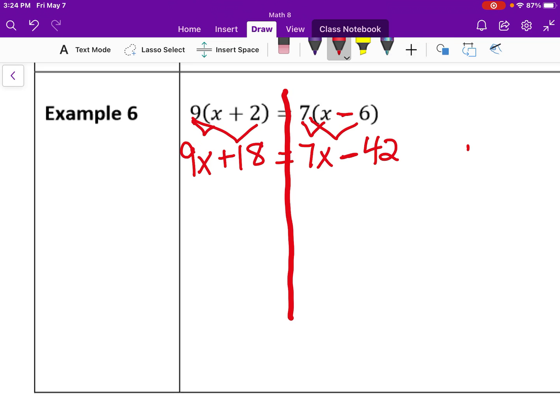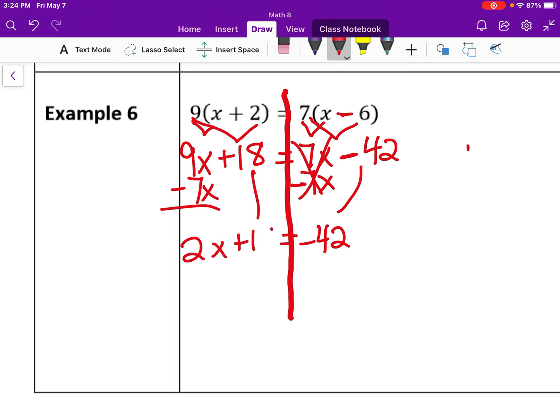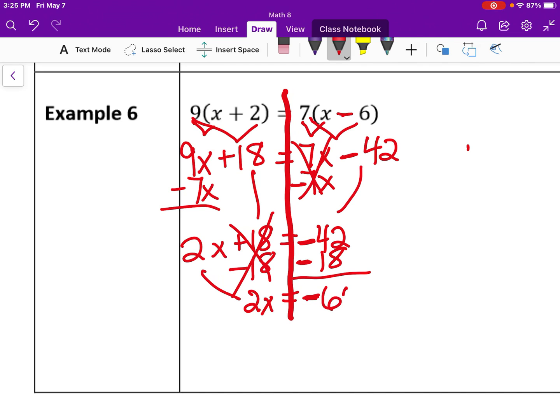All right, so to keep my variable term positive, I'm going to subtract my 7x. That cancels out, leaves me with negative 42 on the right side. And over here, it's a 2x, bring down my 18. Good. Now subtract 18 from both sides. Those cancel out. 2x left on the left. And then I get a negative 42 minus 18. So that's a unite. You got to combine them and get a bigger negative 60.